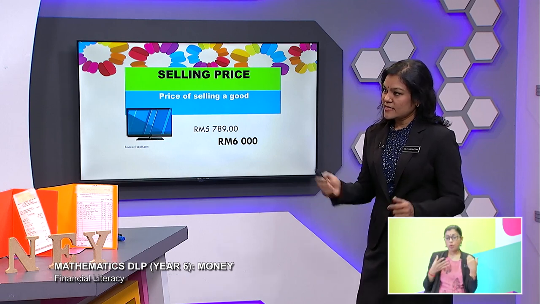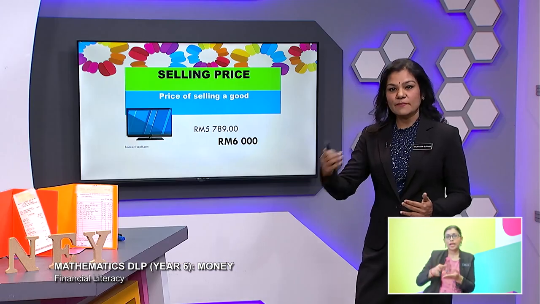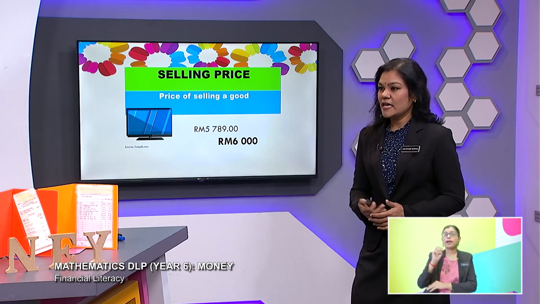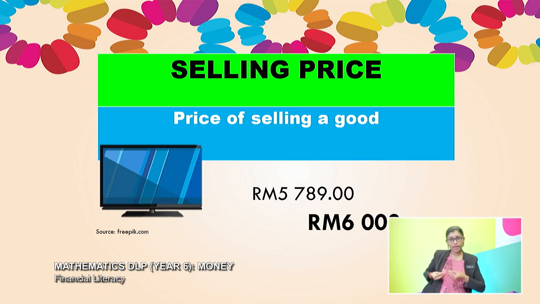And we also have selling price. What is the selling price? The selling price is what we pay for in the shops. Once the seller gets the goods with the cost price, he will determine the selling price. It is the price of selling a good. Just now the same smart TV, now the selling price becomes 6,000 ringgit.